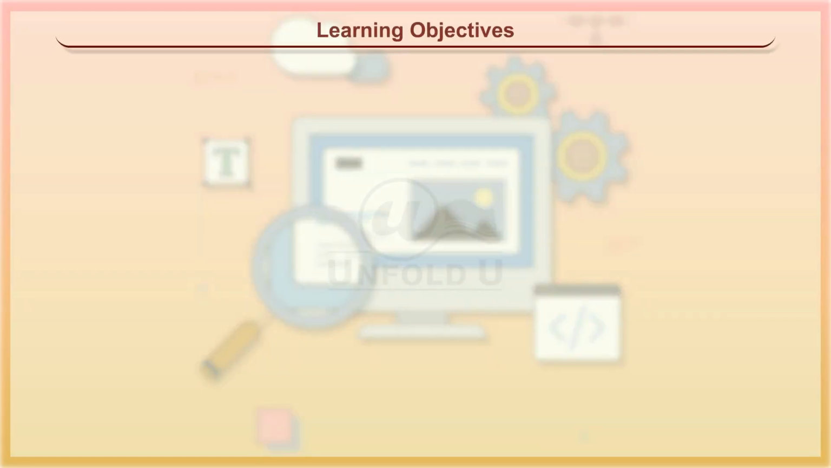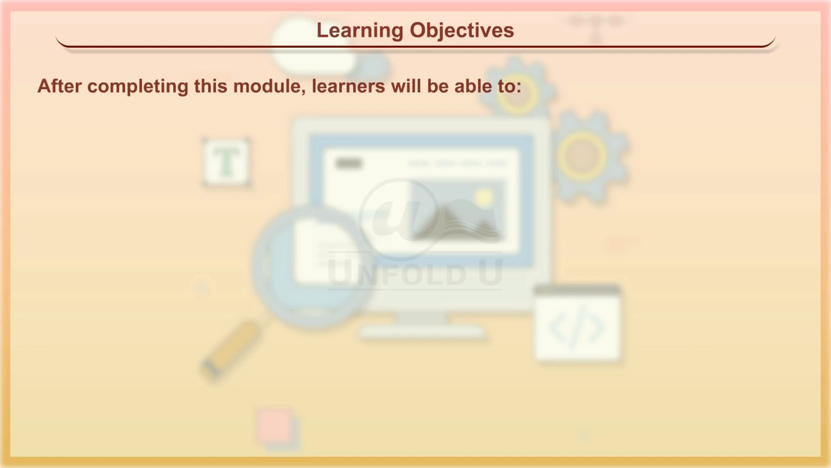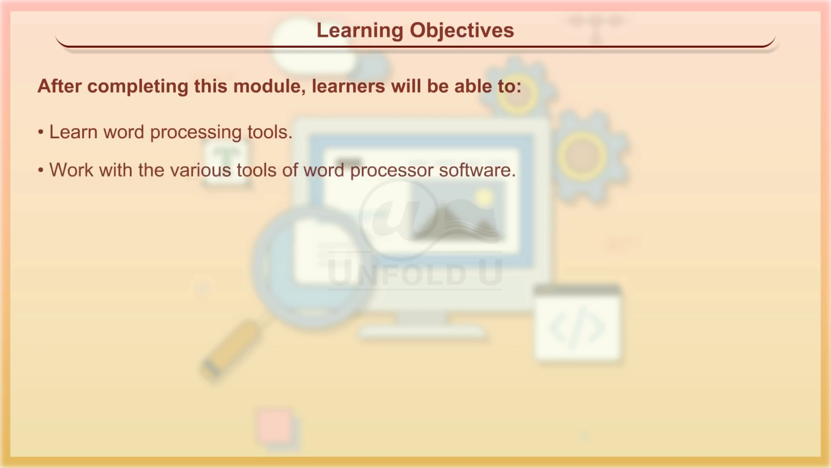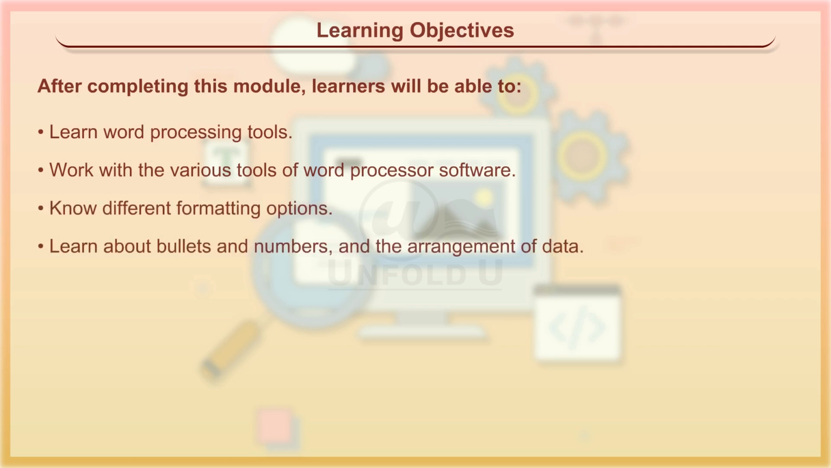Learning objectives. After completing this module, learners will be able to learn word processing tools, work with the various tools of word processor software, know different formatting options, learn about bullets and numbers and the arrangement of data, learn about different views in Word like normal, print, web, etc.